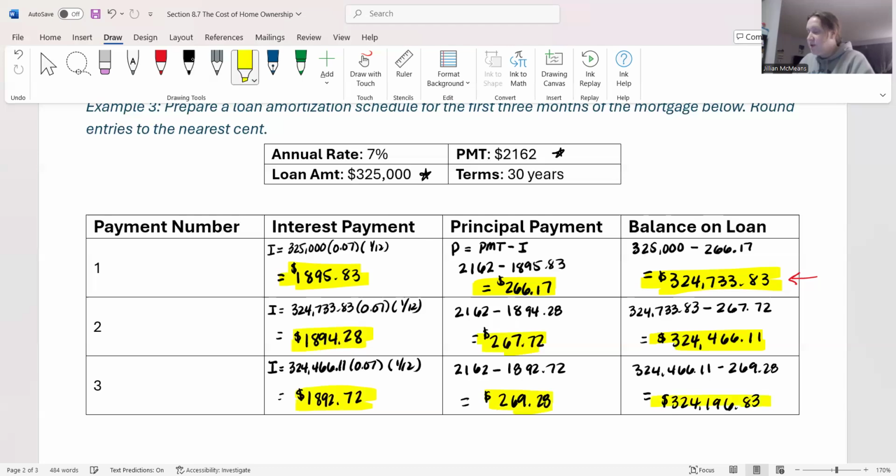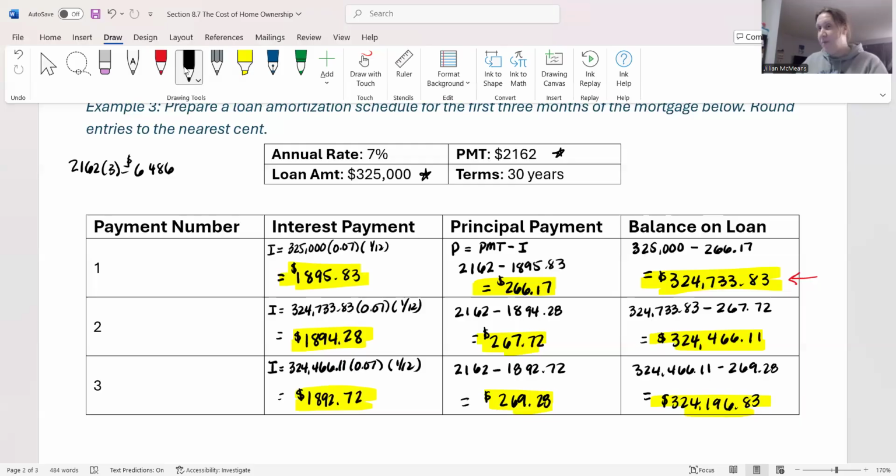Okay, so let's just see how much we actually paid versus how much we paid down our loan. Our payment is $2,162, and for 3 months, that ended up being $6,486. So $2,162 times 3 was $6,486. So that's how much we actually paid out for 3 months.